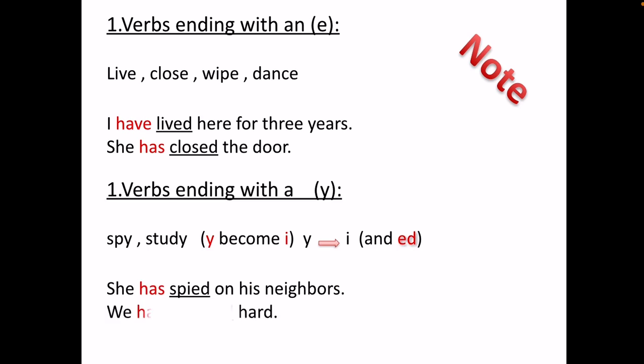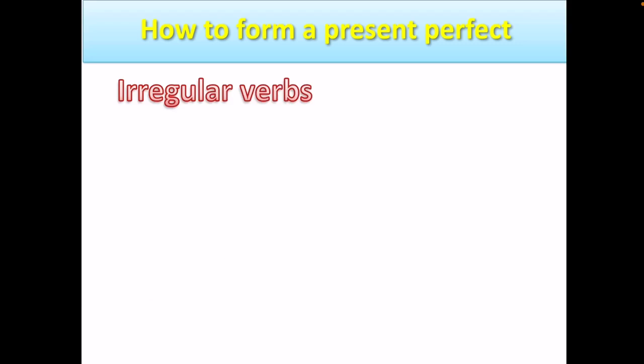We have another verb. We have studied hard. Studied here is a verb that ends with y. So I change the y to i and then add ed to change it to the past. So this is how to form the verbs into the past participle, okay, in case they do not only add ed for them. Now, sometimes I have irregular verbs.